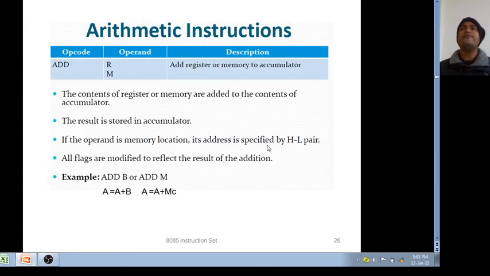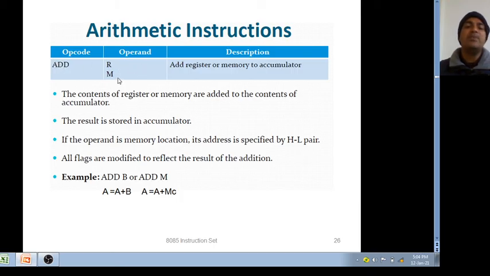Now the very first instruction in arithmetic instructions is ADD R. In this case the destination operand is the accumulator, so you do not need to write the destination operand, ADD A comma R. Just write ADD R, because the default destination operand is A. What it will do? It will add the contents of R with the contents of A and store the result in A. It means A equals A plus R.